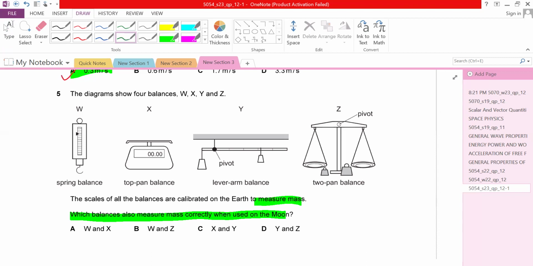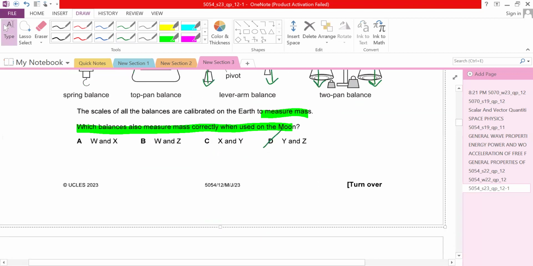Okay. So in Y, there are two forces acting, two gravitational fields. Both of these gravitational fields would be cancelled out and the mass can be easily measured on the Moon. Y is the correct one. Then Z. Let's see Z. Two forces again. Gravitational field will be cancelled out and Z is also the correct option. So let's look into the options. In option D, Z and Y both are present. So option D is correct for question number 5.